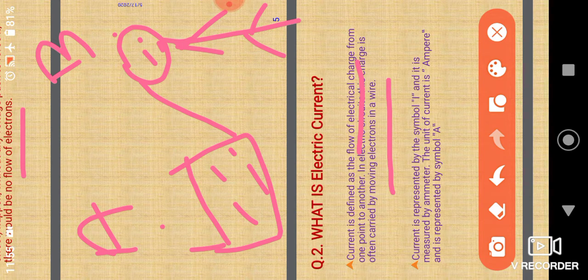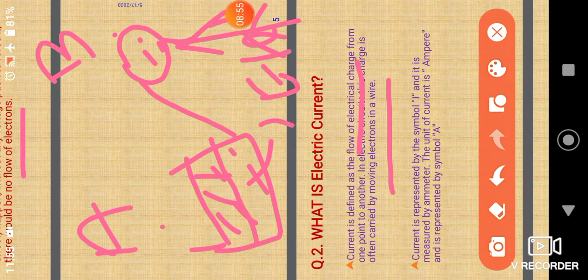Now suppose you have thrown some water to the man. After throwing the water, this much water is remaining in your glass. So how much water have you thrown? This much water you have already thrown to the man. That water is considered over here as electrons. Same thing, moving electrons in a wire. With the help of this wire, you are throwing this water and the water is called electrons.